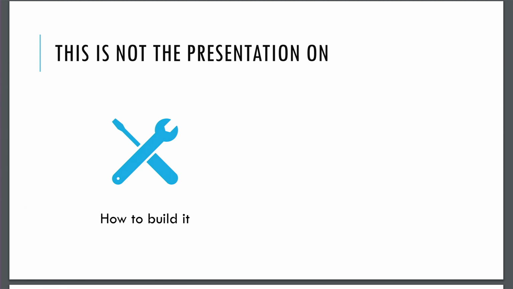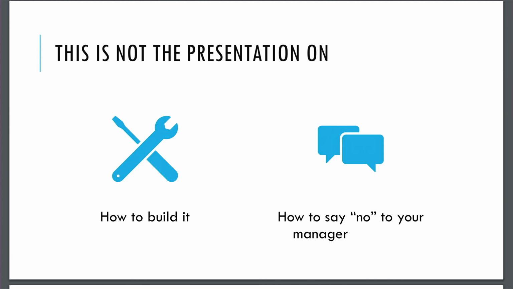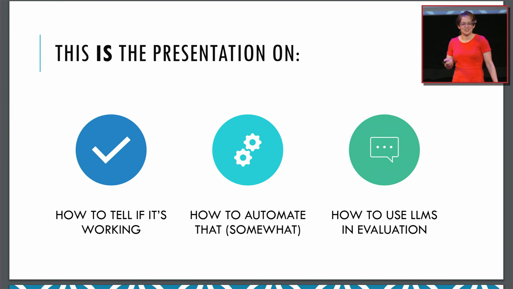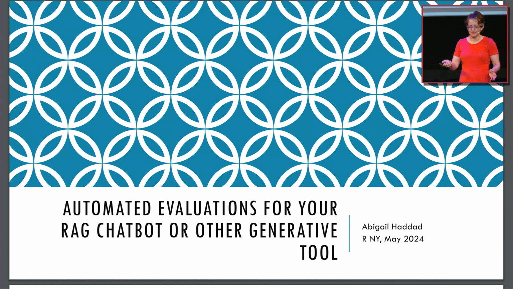So this is not the presentation on how to build it. You saw that already from Alan. This is not the presentation on how to say no to your manager, although we might touch on that a little bit. This is the presentation on how do you tell if it's working, how do you automate telling if it's working a little bit, and how do you use large language models in evaluating your generative text tools. Or in other words: automated evaluations for your RAG chatbot or other generative tool.